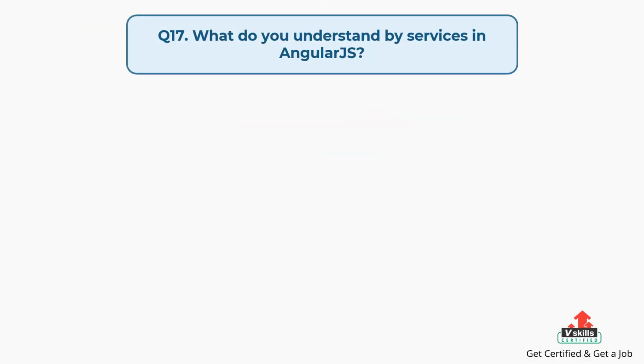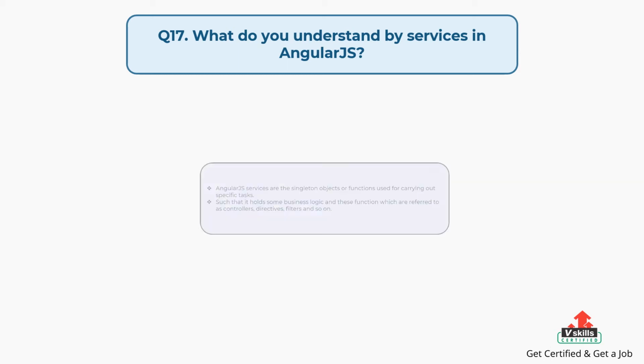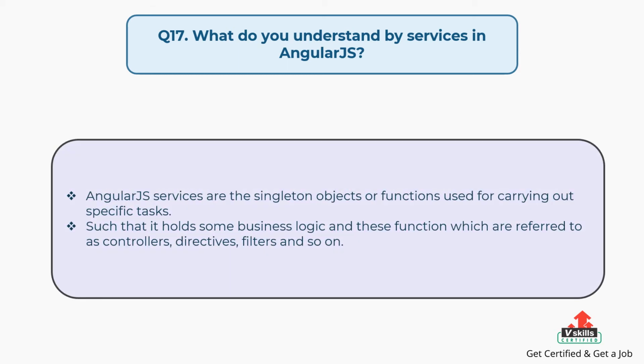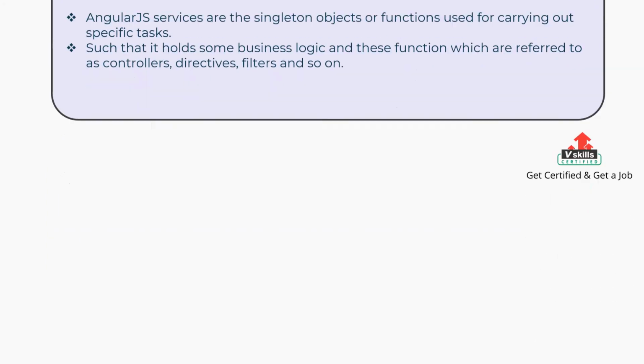Question number 17. What do you understand by services in AngularJS? The answer is: AngularJS services are singleton objects or functions used for carrying out specific tasks, such that they hold some business logic that is used in controllers, directives, filters and so on.